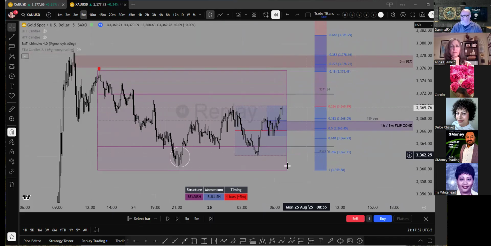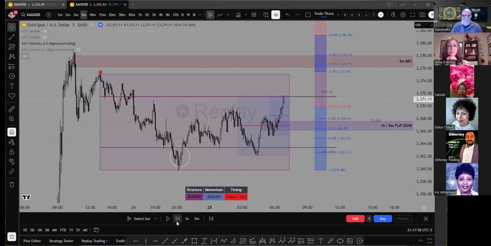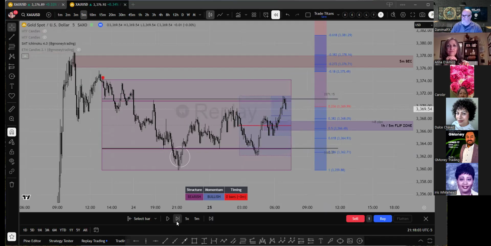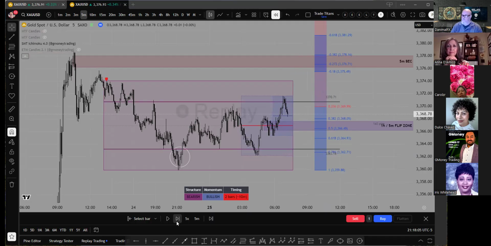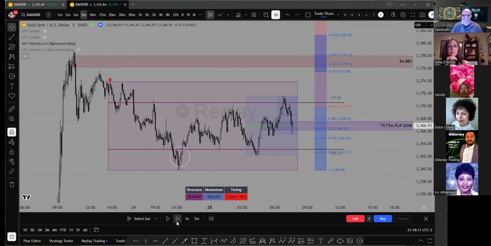Go ahead and hit play, just a few candles at a time. So see, it gets to that high right there. It behaves like resistance and brings price back down. Again, the momentum is there, but not really. It's not really pushing price back up, and then it goes lower.